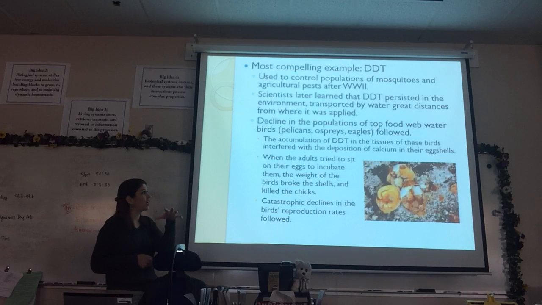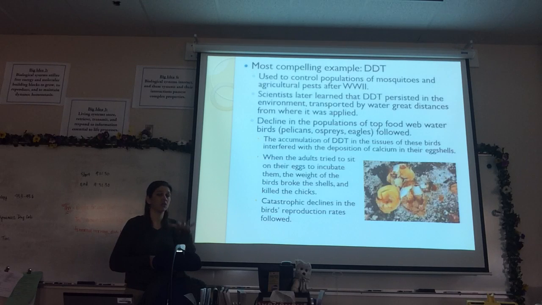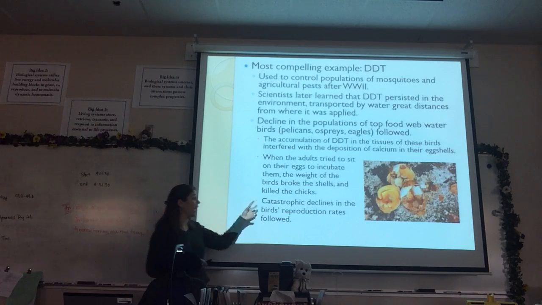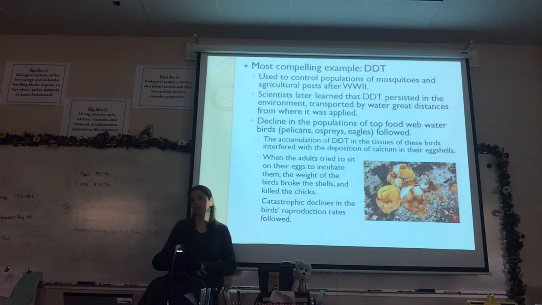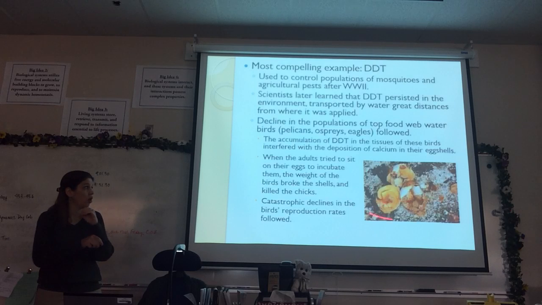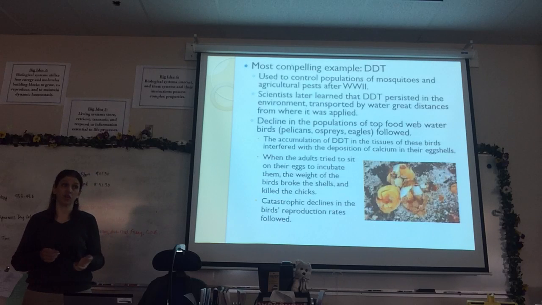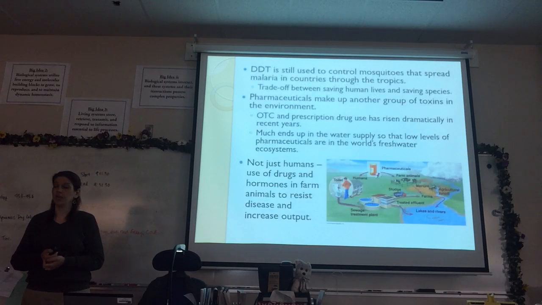So sad. The eggs were so brittle that when the mama or the papa bird would sit on the eggs in order to warm them, the weight of their body would crack the egg and they would literally kill their own babies. This did not take long to see catastrophic declines in birds' reproduction rates, okay? Because there were almost no babies because they were all being crushed. Those are crushed eggs. And so getting DDT out of the system took a very long time and took a very long time for the populations to rebound.